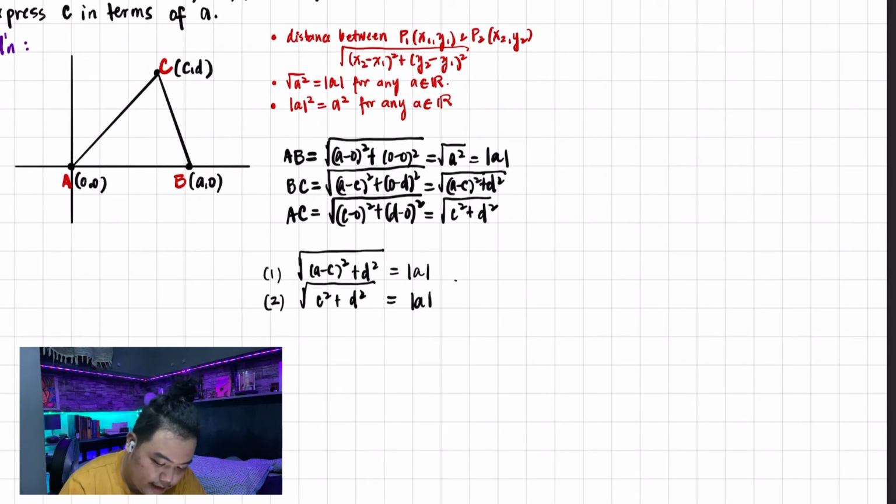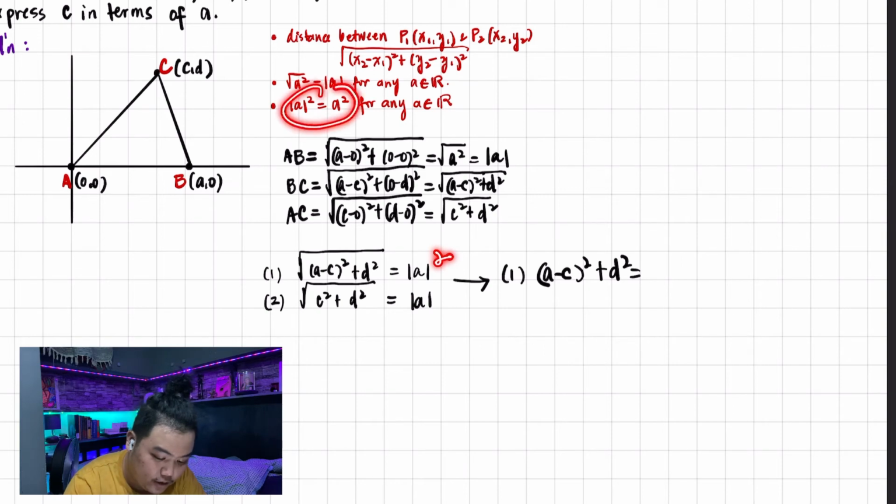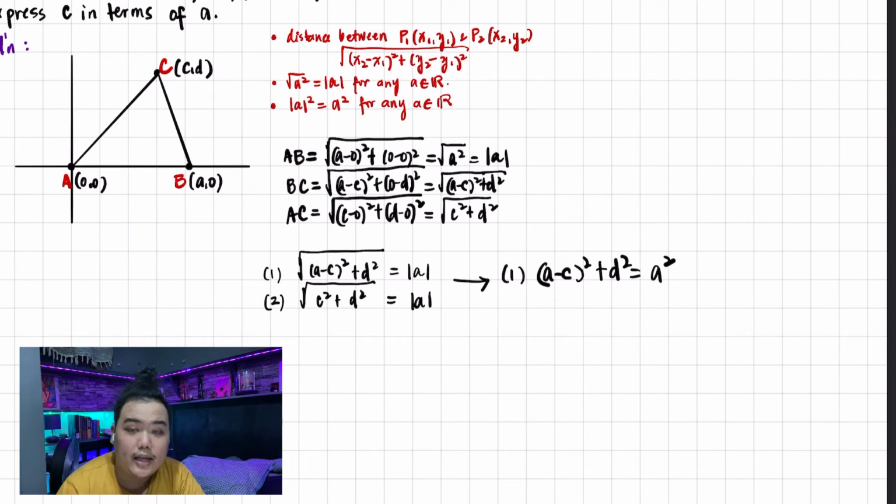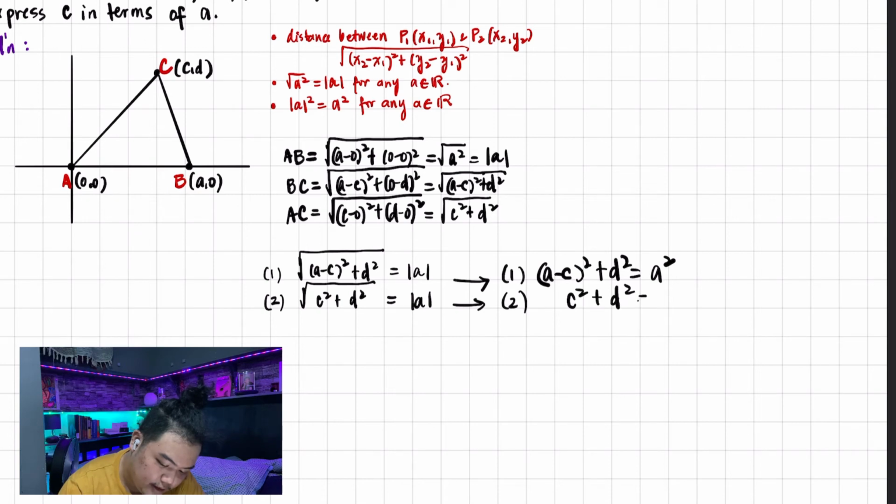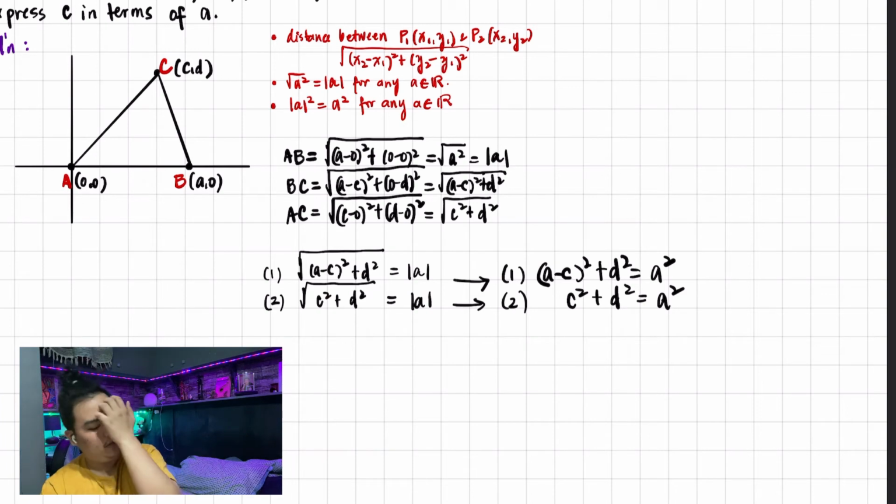So, ang gawin natin, square natin both sides para maalis yung radical. So, sa equation 1, magiging A minus C square plus D square. When you square this, sabi ng formula na to, mawawala yung absolute value. Magiging A square na lang siya. And then you do the same for number 2. You get C square plus D square equal to A square. Ini-square lang natin both sides.